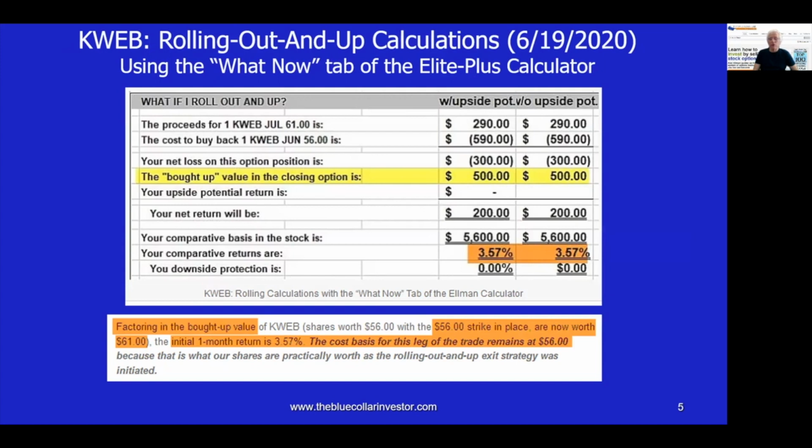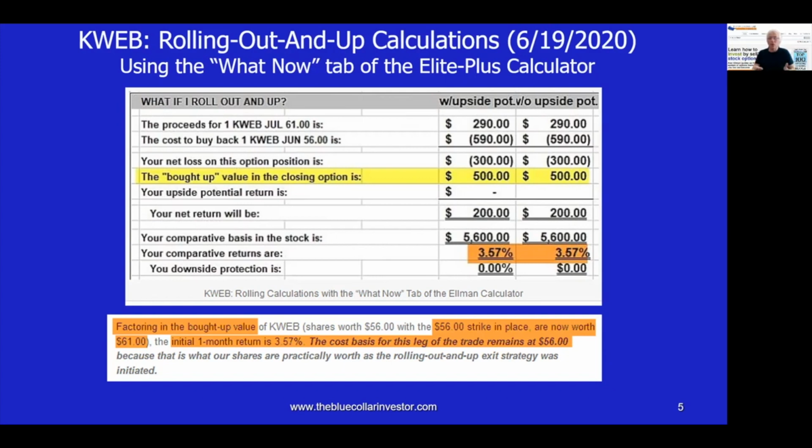And what is the cost basis we used for that trade? Well, if we didn't roll the option and we allowed assignment, how much would we receive? Our contract obligation of $56. So our comparative basis, as you can see on the spreadsheet, if you're watching this podcast, is $5,600 or $56 a share. That is our cost basis as we roll the option out and up.